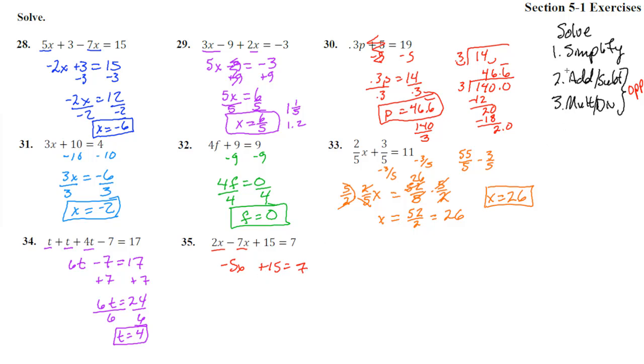Get rid of the addition, subtraction, step 2, so subtract 15, subtract 15. So there we have negative 5x equals negative 8. Divide by negative 5, divide by negative 5, and we get x equals a positive 8/5. You can also write that as a mixed number, not as common, 1 3/5, or as a decimal, which would give you 1.6. Excellent.